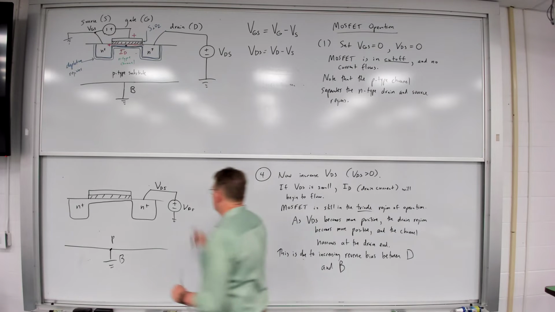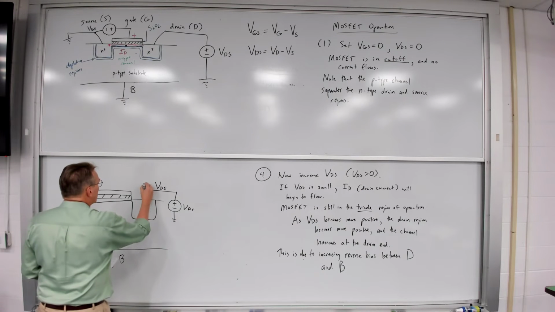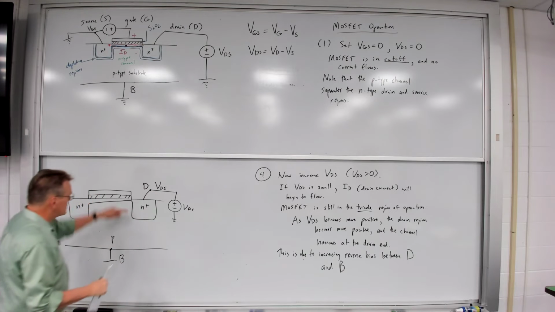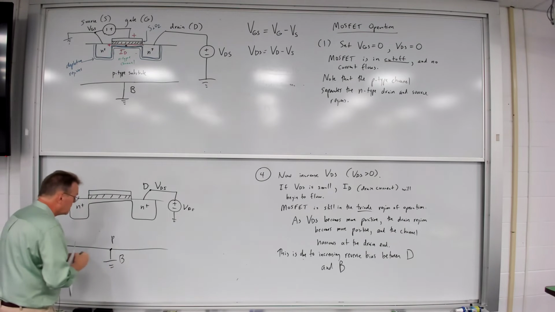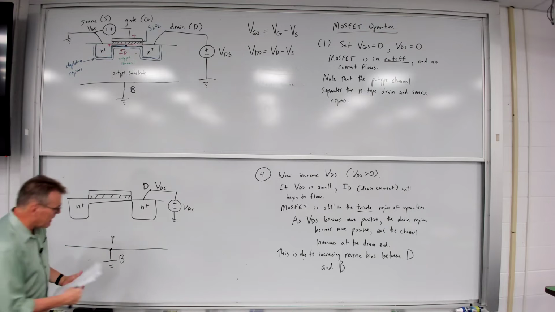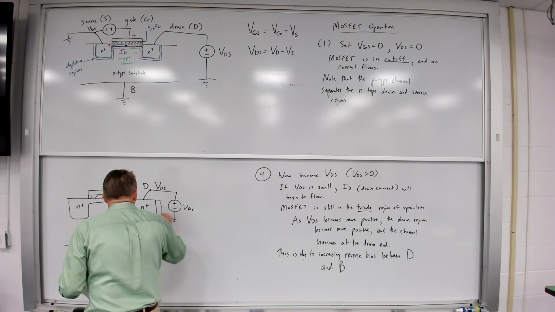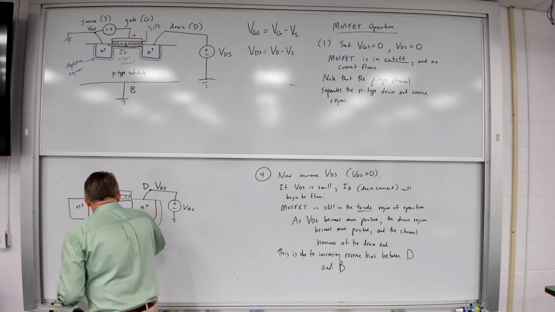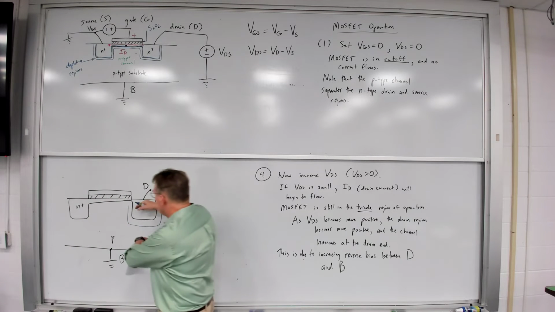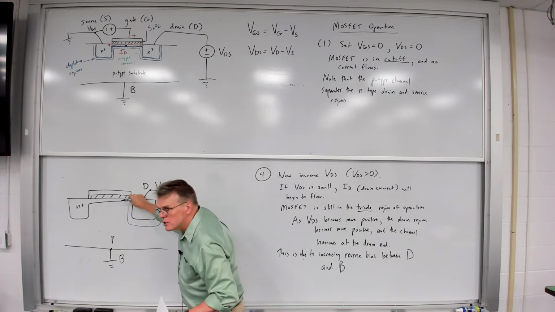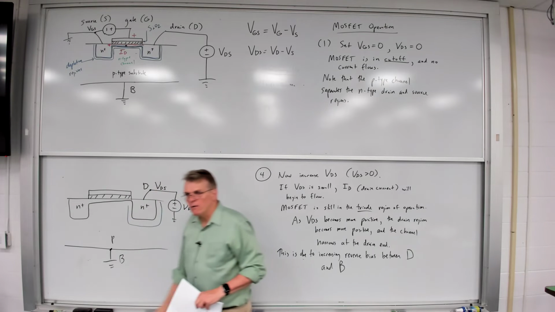So between my drain and my bulk connections, now what I see is this. With a larger reverse bias, I get a larger depletion region. And as the depletion region grows, it starts to narrow the channel on this end.